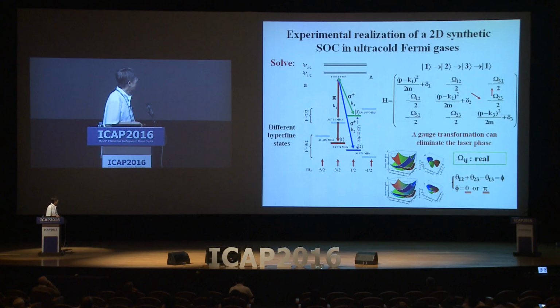In order to solve this problem, we choose another ground state in a different hyperfine state. Thus, this energy level can form the tripod energy level. Here, a gauge transformation can eliminate the laser phase, so all three Raman couplings become real. The special laser relative phase should be 0 or pi.